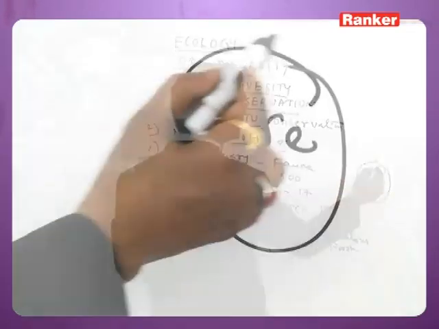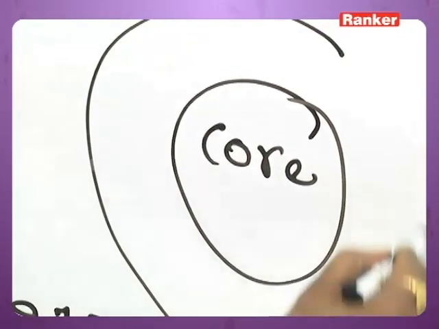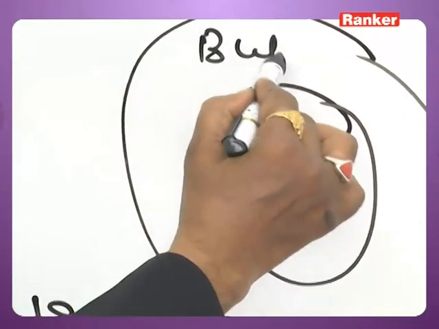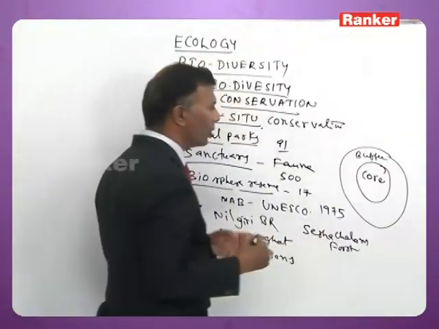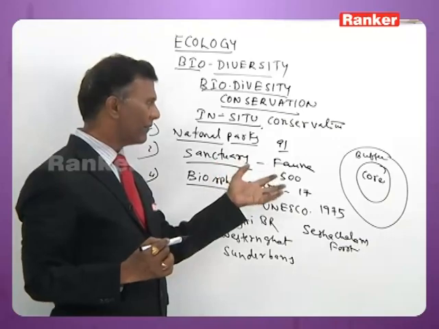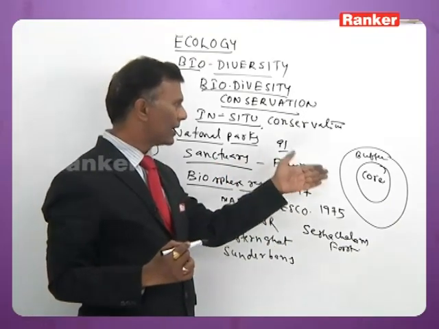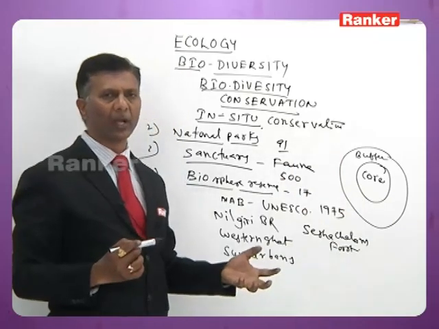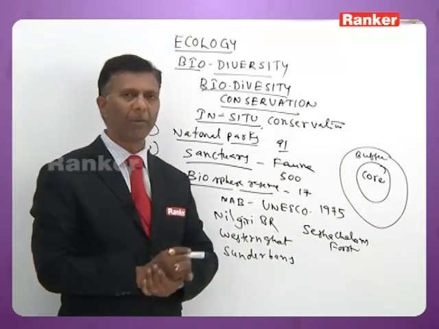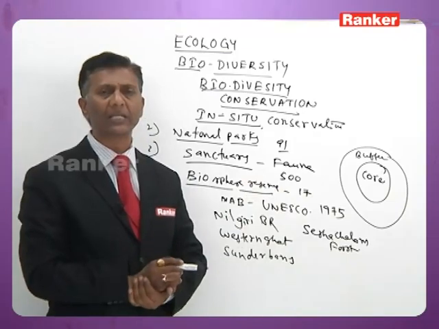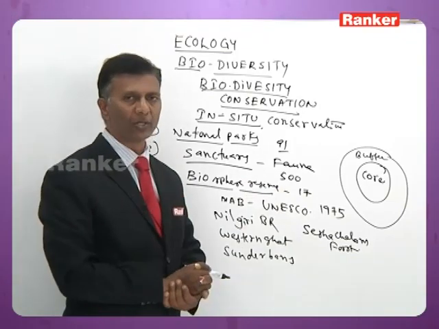Next to the core zone you have an area called the buffer zone. The buffer zone is meant for scientific analysis and for forest officials. Scientific research can also be carried out by research scholars in the buffer zone. Little human activity is permitted in the buffer zone.